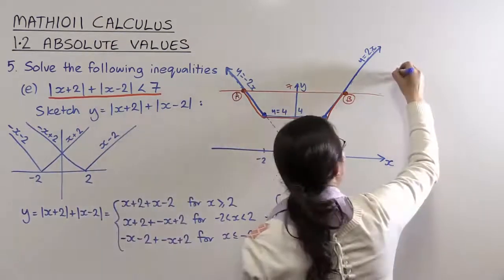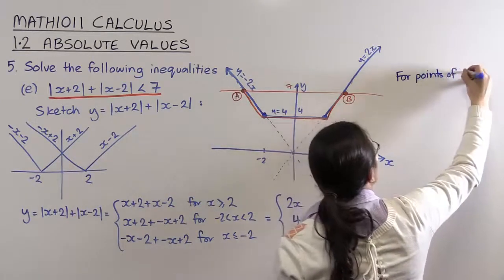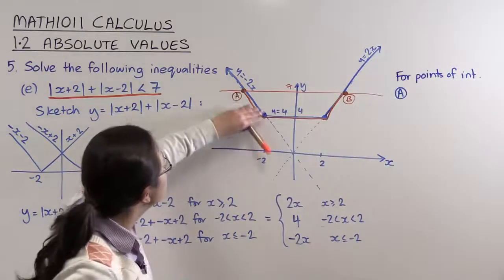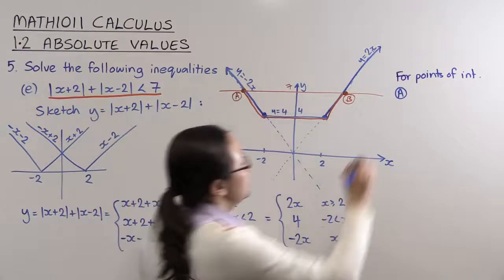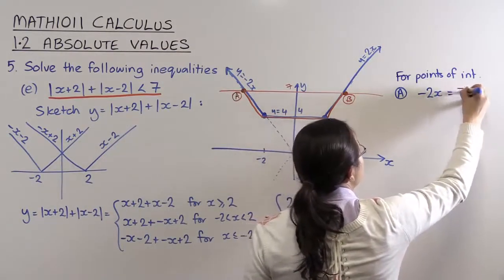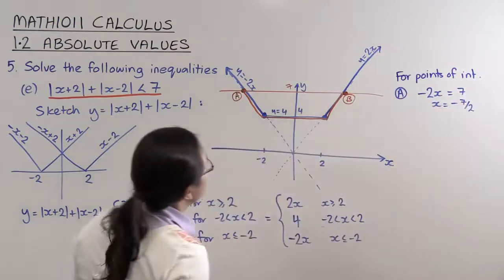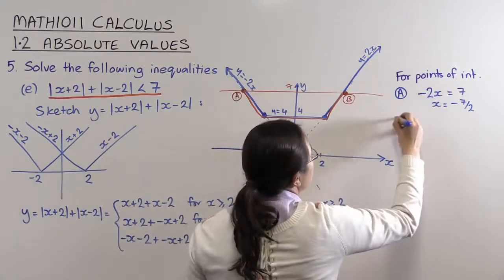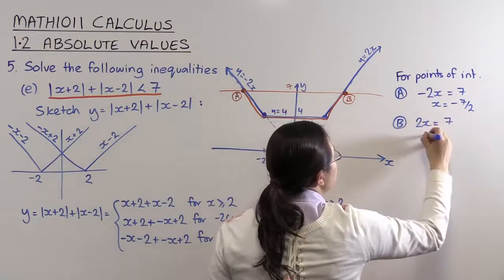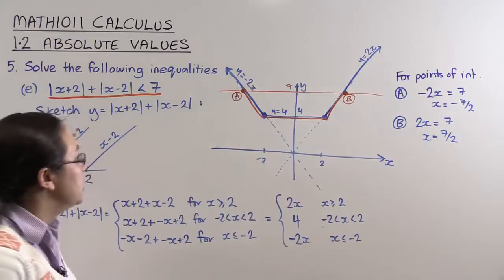So for points of intersection, now for A, we're going to solve minus 2x is equal to 7. So that branch has the equation minus 2x. We want to know when that's 7. Well, that's when x is minus 7 on 2, or minus 3.5. For B, we want to solve 2x, because that's the equation of that branch, equals 7. That's when x is 7 on 2, or 3.5 if you like.